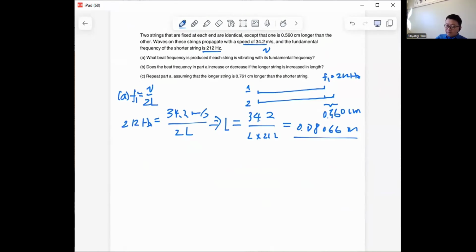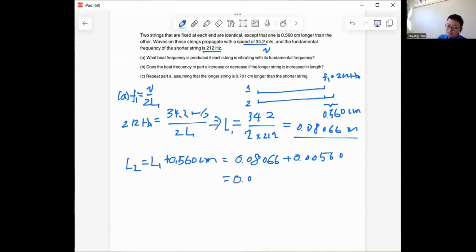So with that, let's call it L1. Then L2 is a little bit longer, and L2 can be calculated. L2 is L1 plus that 0.560 centimeter. So 0.08066 plus, converting that centimeter to meter, 0.00560. Then this gives us 0.08626 in meters for L2.